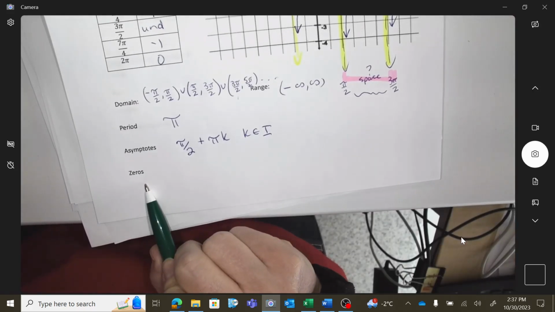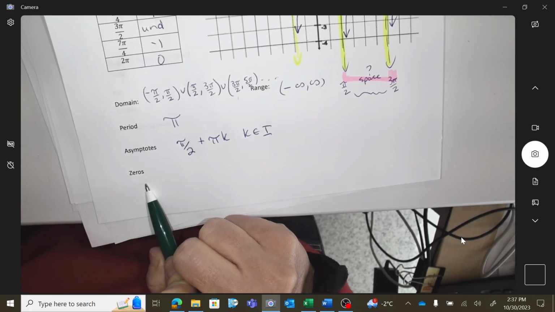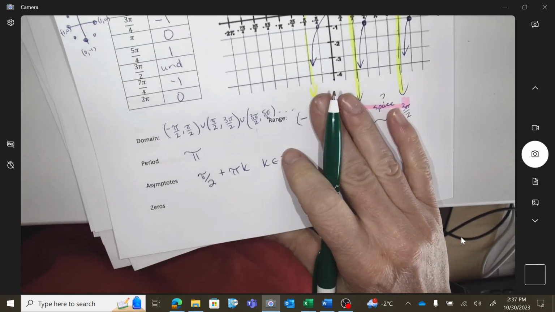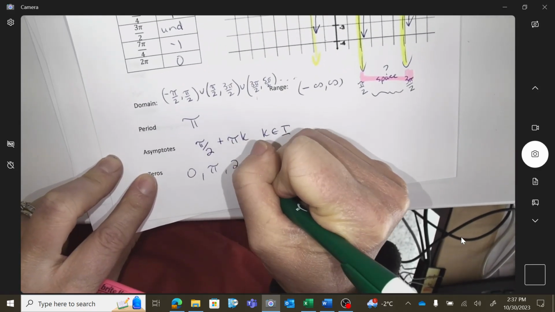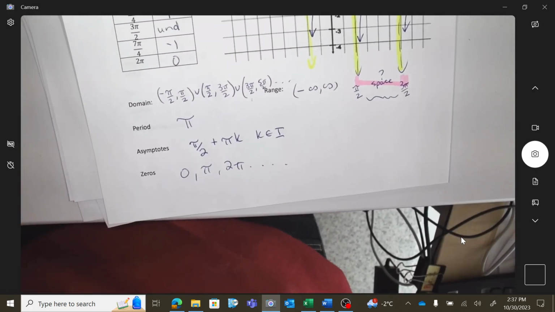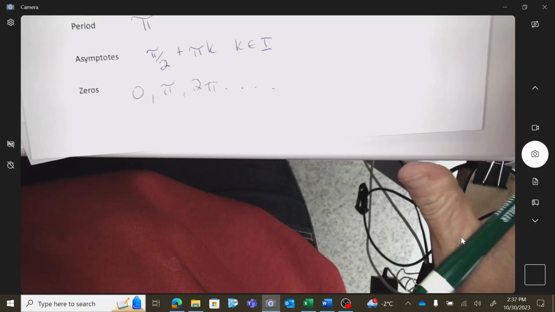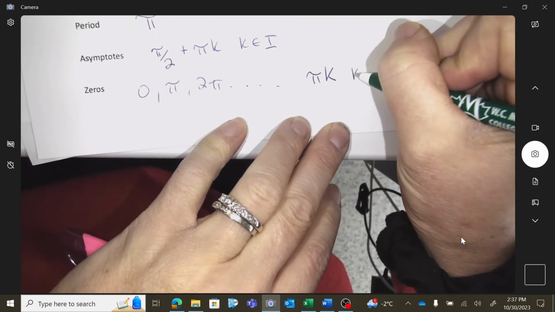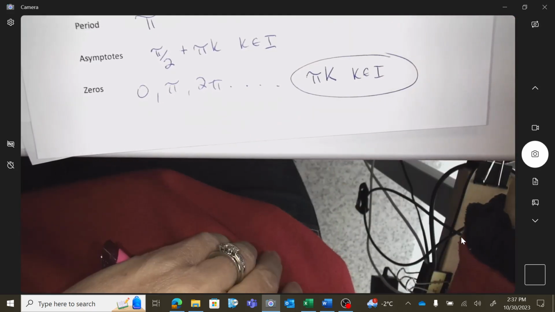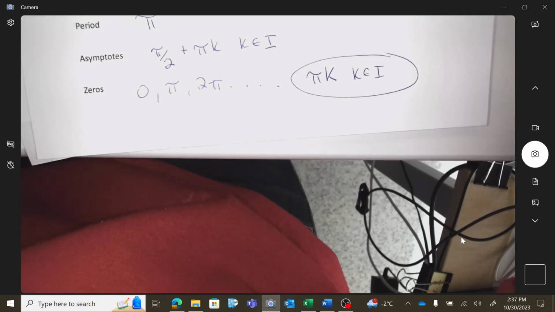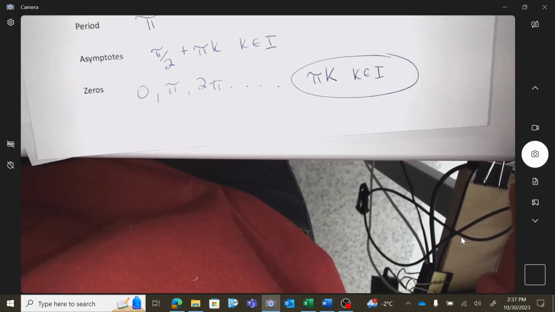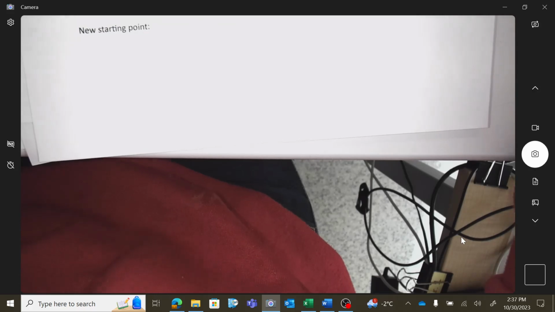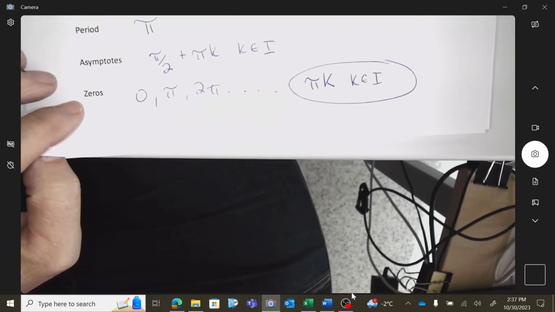And where were the x-intercepts happening? We have an x-intercept at 0, pi, 2 pi. So how could I write that with some k's involved in there? You could just write pi k. Every pi. 0 pi's, 1 pi, 2 pi. Okay, that is it.